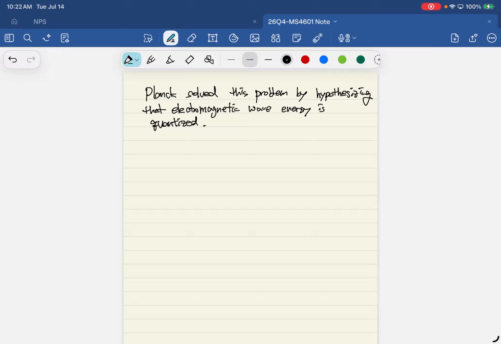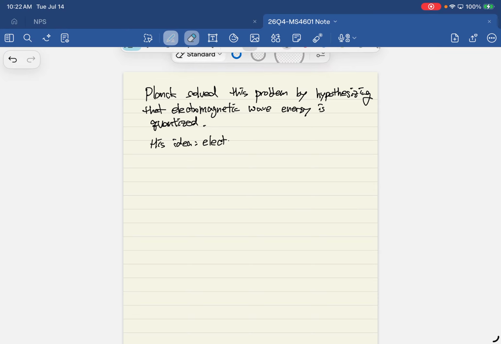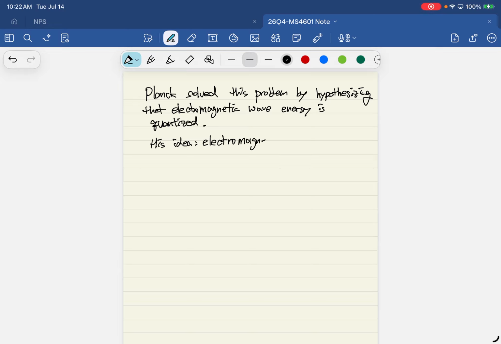He was just playing with the equations, and how can we describe or model experimental results more closely, right? And then he just came up with an idea. So in the sense, his idea was really that electromagnetic wave is emitted or absorbed in discrete energy packets.